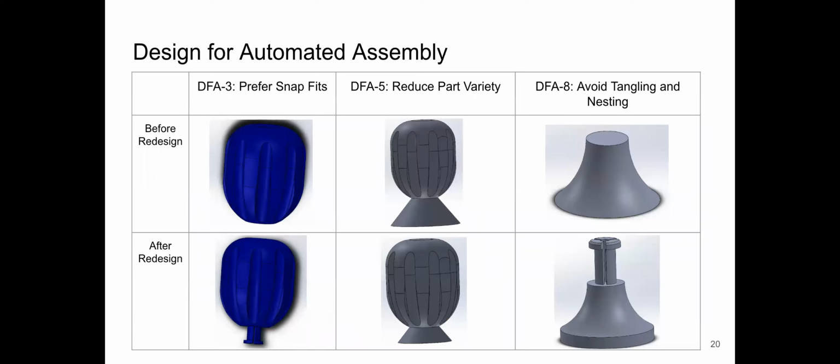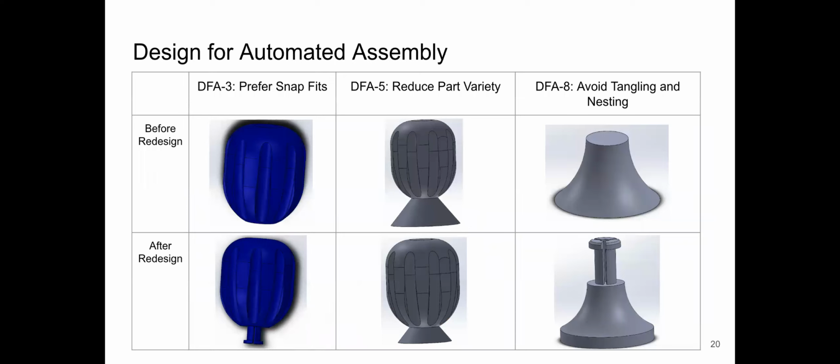We added snap fits to the thickness knob using DFA 3. We reduced the part variety between the height and sliding handle using DFA 5. And we added a thickness at the bottom of the legs to avoid tangling and nesting, which is called out in DFA 8. Next slide.